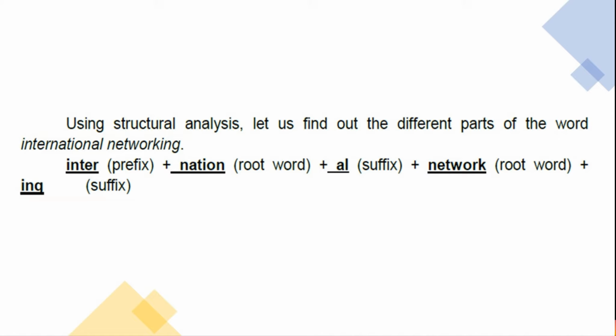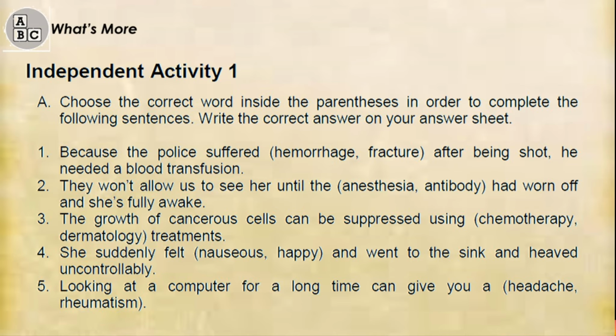Using structural analysis, let us find out the different parts of the word international networking. Inter, prefix, plus nation, root word, plus al, suffix, plus network, root word, plus ing, suffix. Choose the correct word inside the parentheses in order to complete the following sentences. Write the correct answer on your answer sheet.